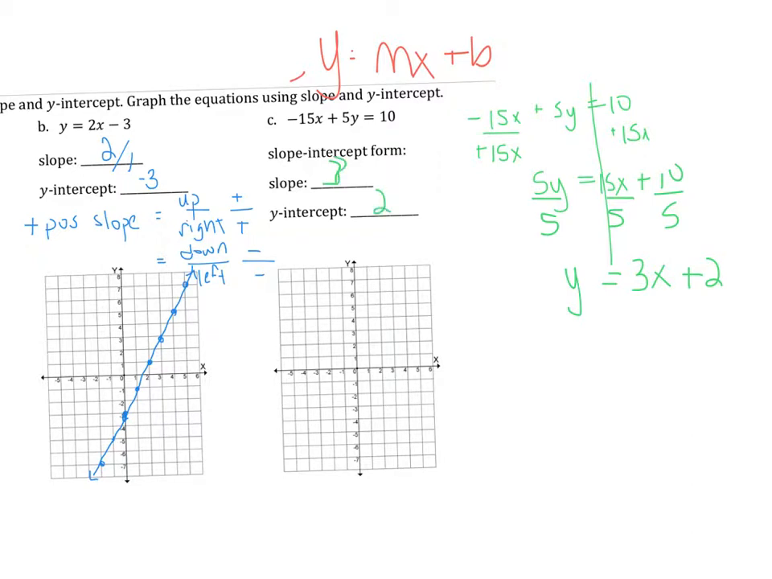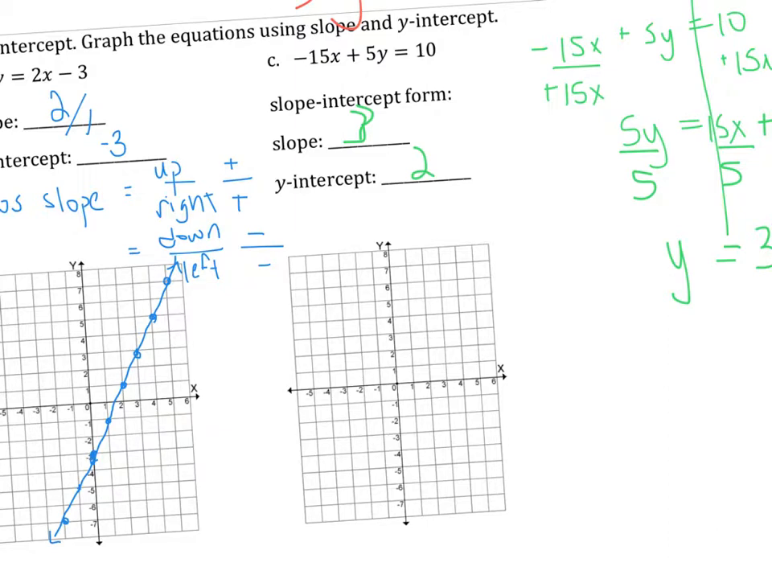And we're going to use the same technique that we used before. Plot your y-intercept at 2. Our slope is not a fraction, so we're going to put it over 1. We can go up 3, right 1 a couple of times, and then we can go down and left. Once you have your points, you can connect your points, and you're all done.